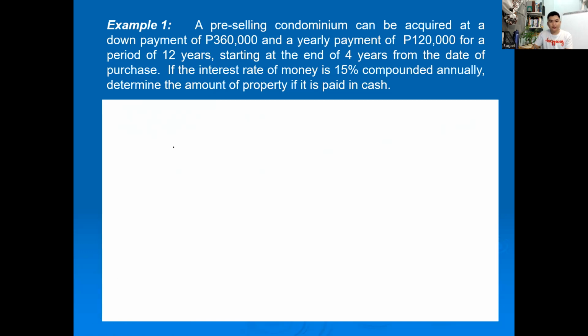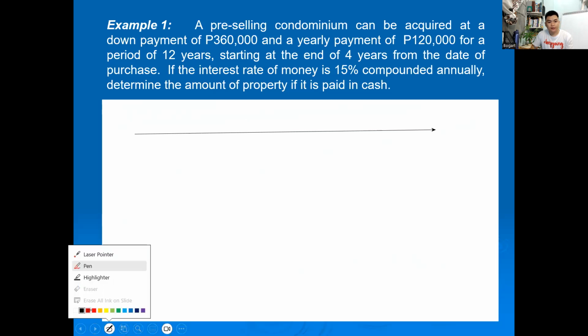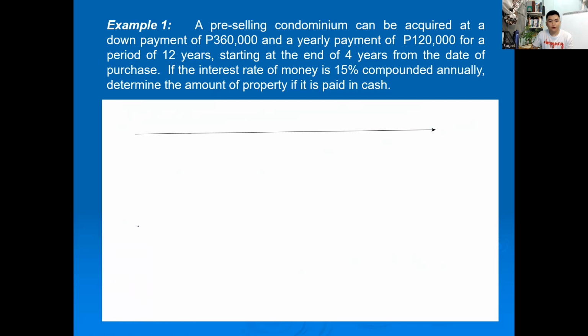So, let's have a line here. Ay, ang pangit. Ulit. Drawing tayo ng line. Okay, much better. Okay. So, next. A present worth of 360,000 pesos. This will be 360K. Okay. Then, at the end of that is year 0.